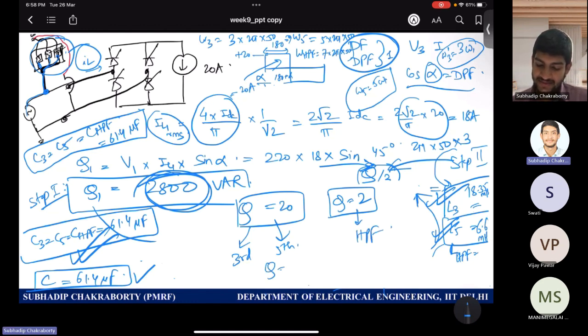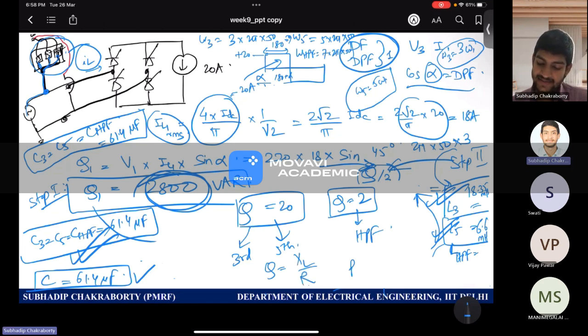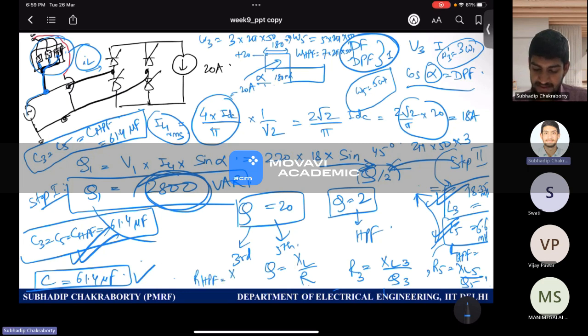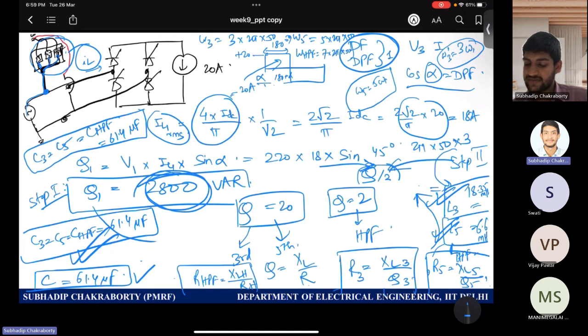So you know quality factor means XL by R. So R is XL by Q. If you want R3, you need to do XL3 by quality factor of third. Similarly, R5 is XL5 by Q5. And RHPF is obviously XLH by QH. So calculate these 3 R values. Please note for 3 and 5 the quality factor is 20, and for the high pass filter the quality factor is 2.